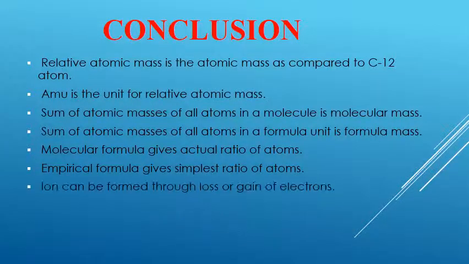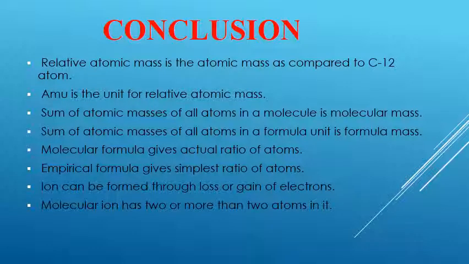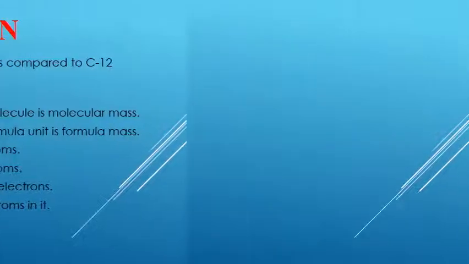We learned that the molecular formula gives the actual whole number ratio, whereas the empirical formula gives the simplest whole number ratio of atoms. And from chemical species, we learned that an ion has a positive or a negative charge due to loss or gain of electrons. Molecular ions contain 2 or more than 2 atoms in them, whereas a free radical does not have a charge. That's the end of today's lecture.